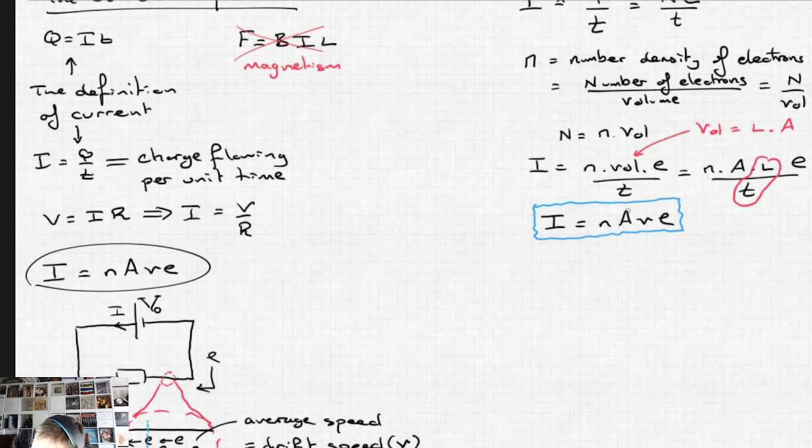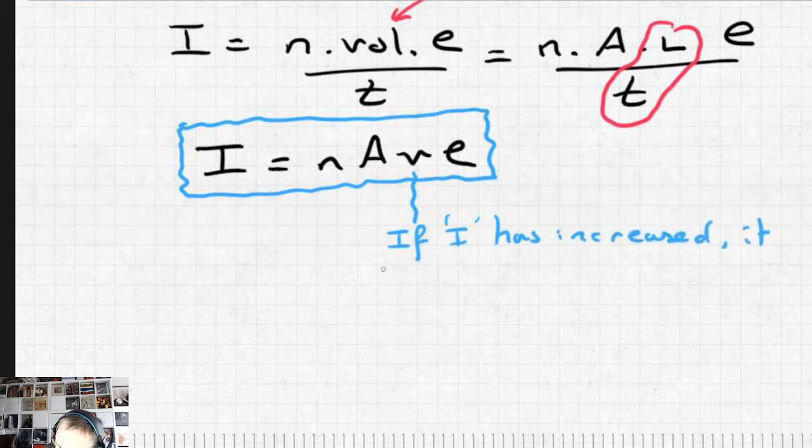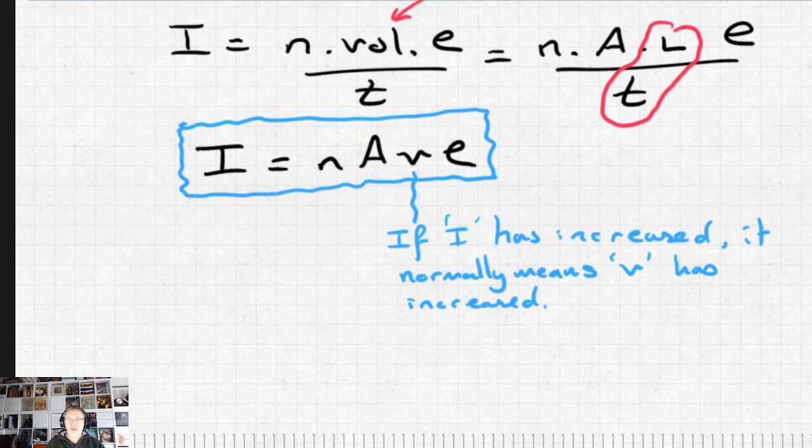Basically, A is the cross-sectional area of the wire. Now, no matter what I do to a wire, that's basically considered to be the same. And e is the charge of an electron. And whatever we do, the charge of an electron is the charge of an electron. So those two things really are constants. This is the drift speed. If current has increased, it normally means v has increased. Because if v, the drift speed, has increased, then it means the electrons are moving faster, which means the charge flowing per second has increased. That's why the current increases.